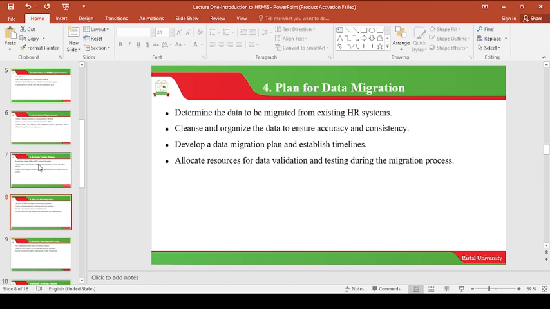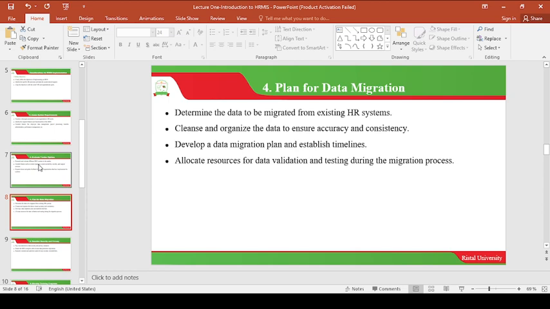The next one is you need to develop a data migration plan to establish timelines. When we talk of timelines, it's all about a deadline. For any project to be implemented, there must be a time frame or deadline to follow. Otherwise, if you don't have the deadline in place, it might take the person who is transferring the data the whole month, even the whole year, because of lack of deadline. So you need to always have the deadline to track progress, to regulate the progress of the data transfer or migration.